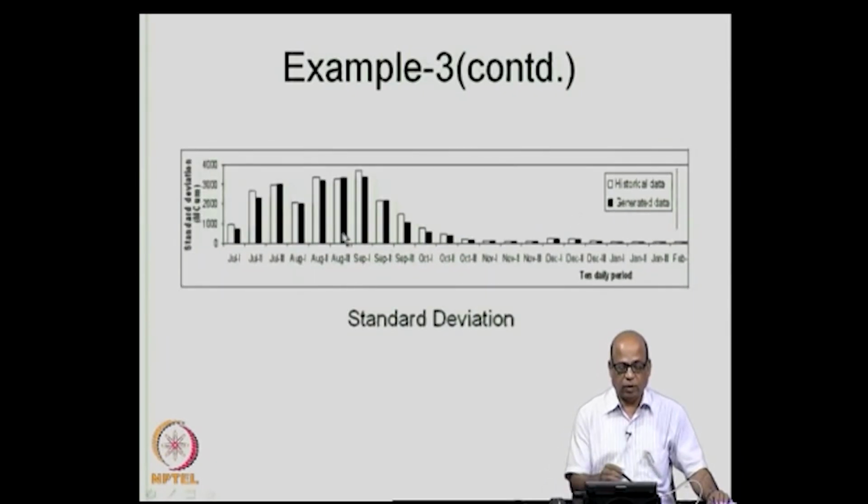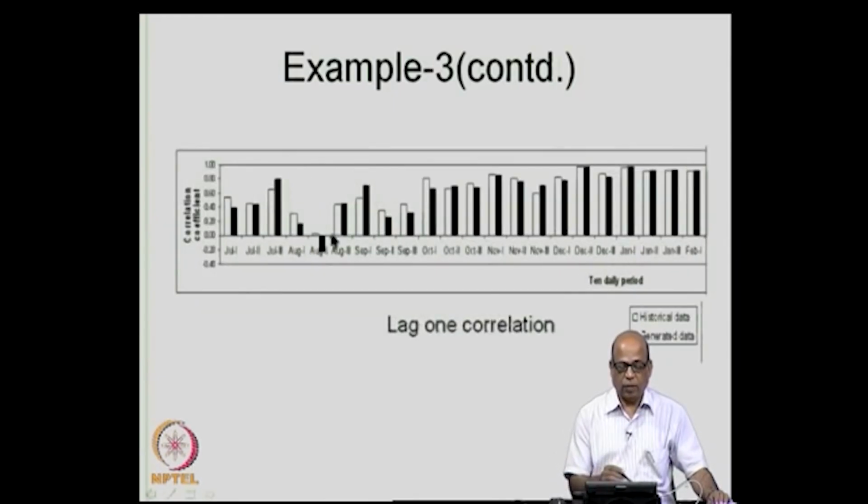Similarly, we compare the standard deviation, and then we compare the lag 1 correlations. For lag 1 correlation, again there is a problem with the August 2nd time period, but as long as this is statistically insignificant, we can take it as acceptable. So, this type of generation we use in applications such as reservoir operation.